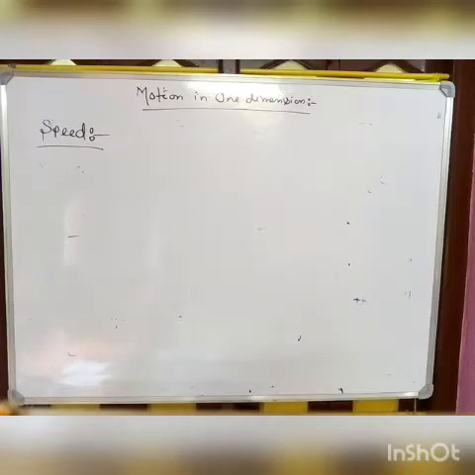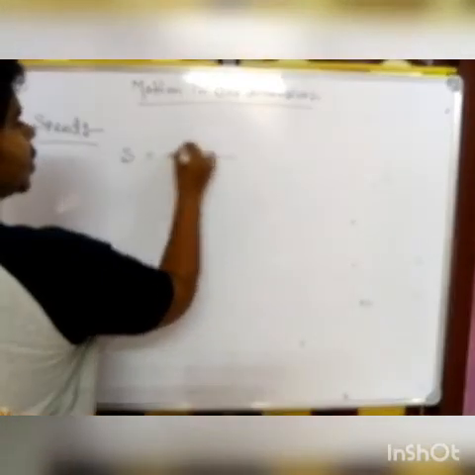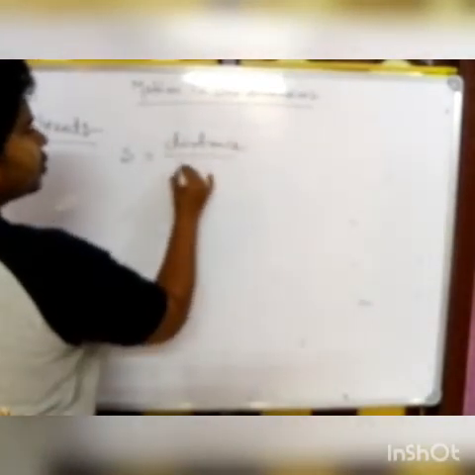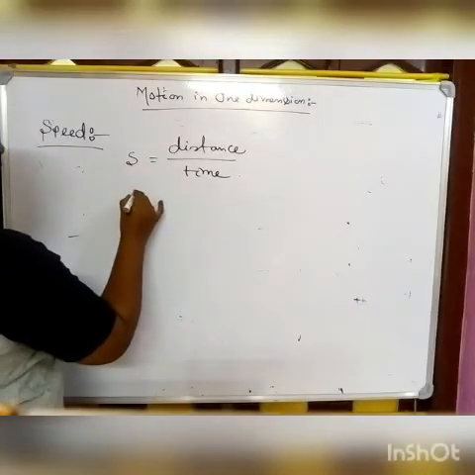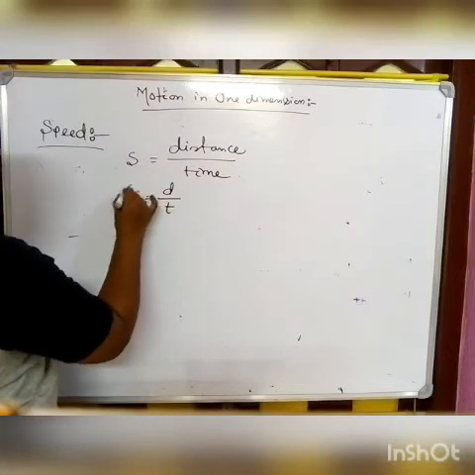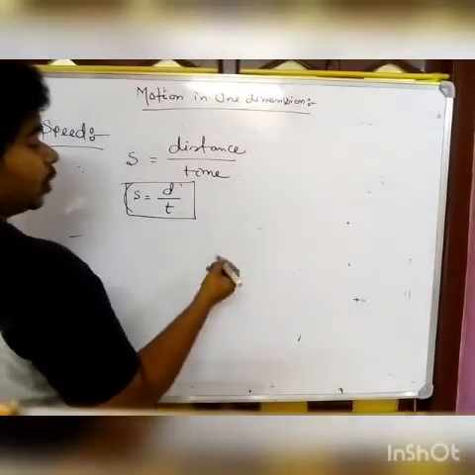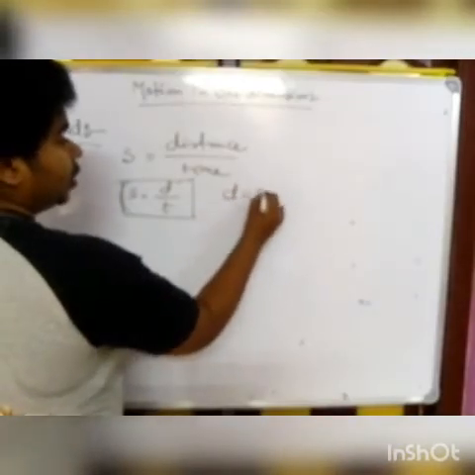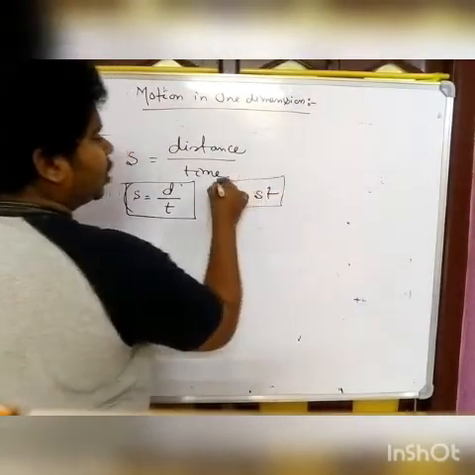So speed is basically the ratio of distance, or total distance, by time. So if I denote speed by s, then s equals d by t. Okay, and if I want to find out the distance from the idea of speed, then d equals s t. Okay, just simple cross multiplication.